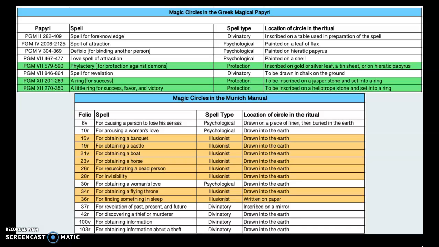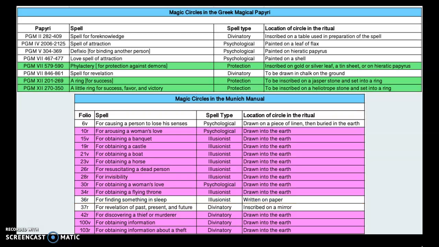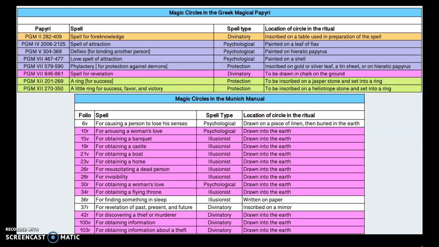Another interesting factor to consider is where the circle is inscribed during the ritual. We see that in the Munich Manual, the circle is almost always incised on the earth, while in the papyri it is drawn on a number of different objects and only drawn onto the earth on one occasion. This marks a large divergence between the 2 texts, as we see the magic circles were used much more frequently in the creation of amulets or defixiones in the magical papyri. With the circle on the ground, the necromancer in the Middle Ages could interact with it in a much more physical way, positioning himself and other objects in particular locations while performing the spell.